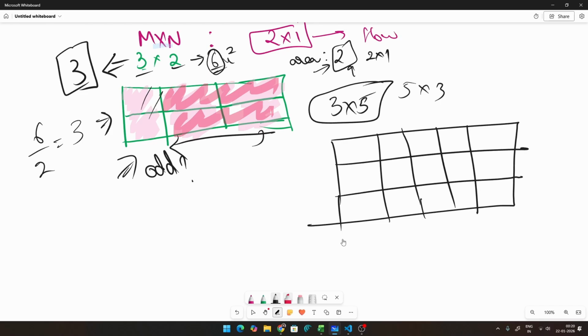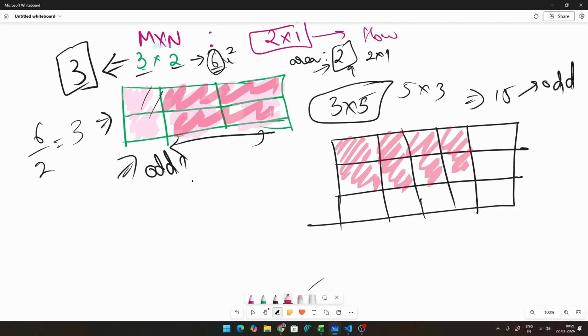Now I need to place some dominoes. What is the area here? The area is 15, and this is odd. So I can't simply just do 15 by 2, can I? So let's try to place these dominoes here and see. I'm going to place one domino here, the other one here, the other one here, the other one here, and the other one here. And then I'm going to place one here like this, and one here like this, which means there is one lonely square here.